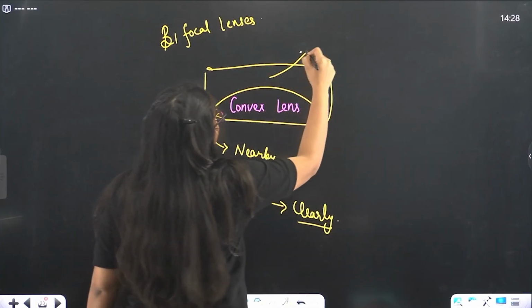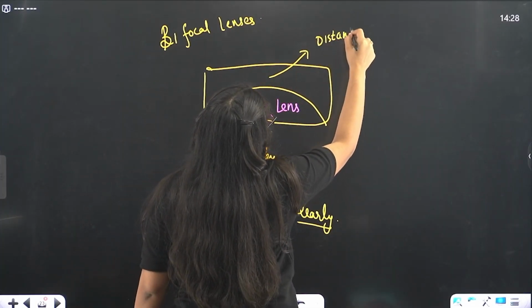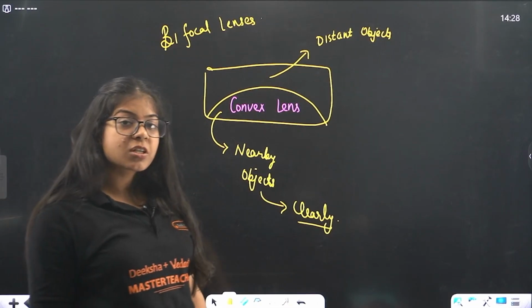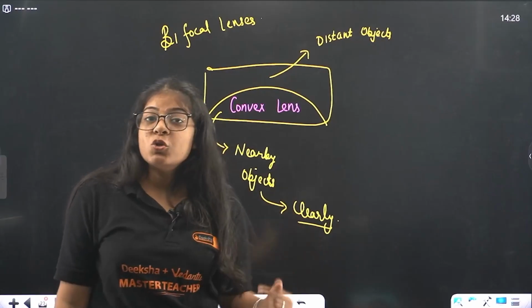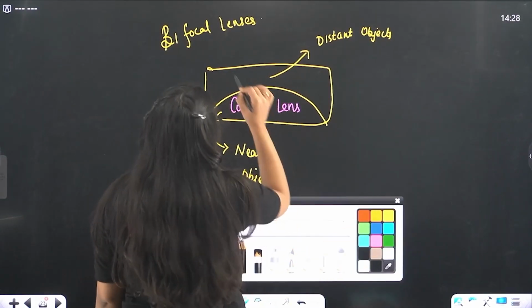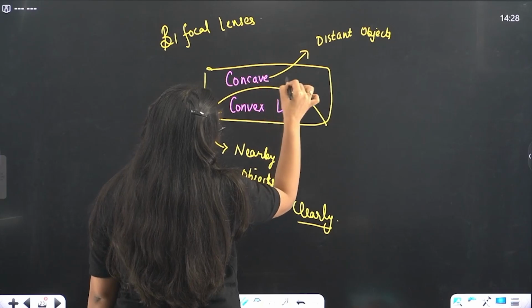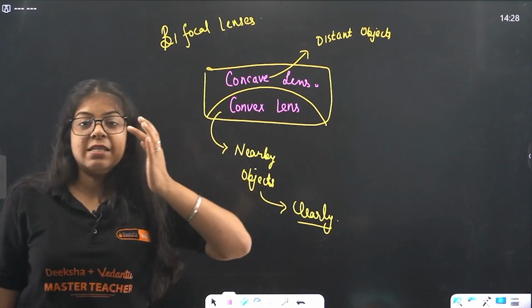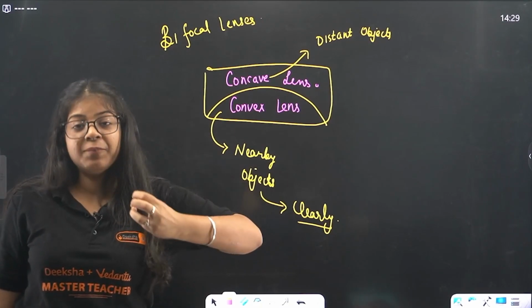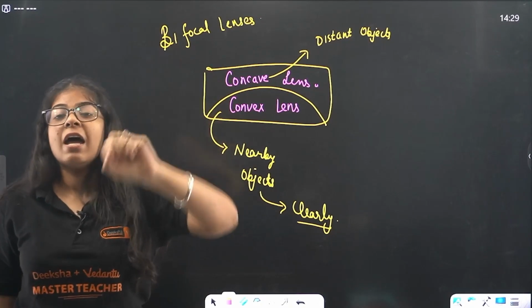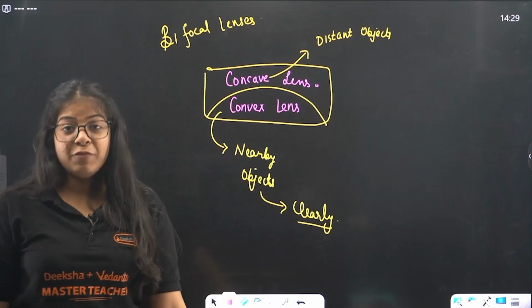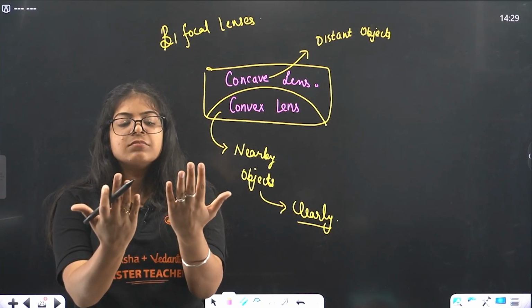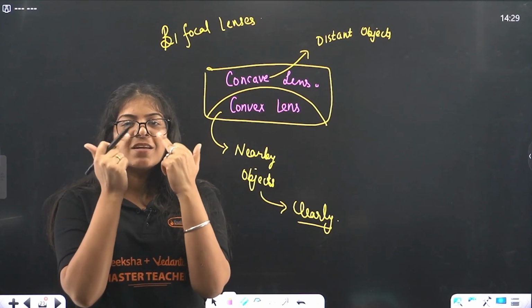The upper part is used to see distant objects clearly. And in which defect we cannot see distant objects clearly? Ma'am, myopia. Which lens is used to correct that defect? That is concave lens. So in one single lens, the lower part is convex lens to read. The upper part is concave lens to see further objects clearly. That's why if you have noticed, people read like this, because they are reading from the lower part of the lens.